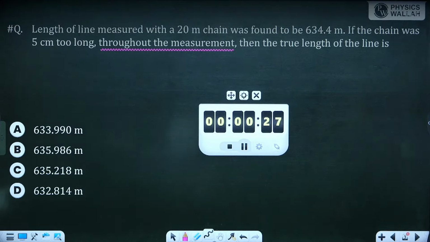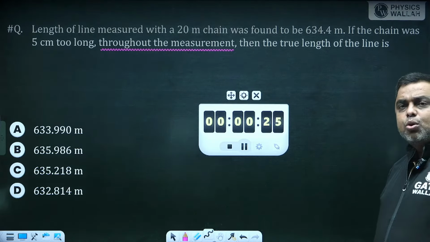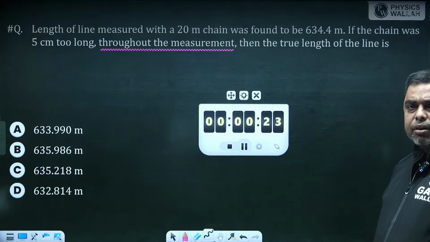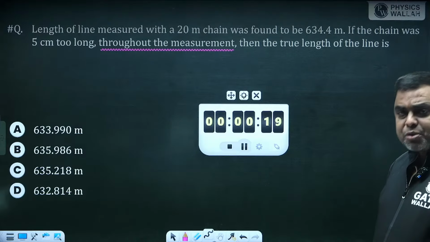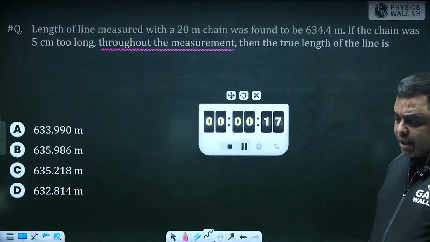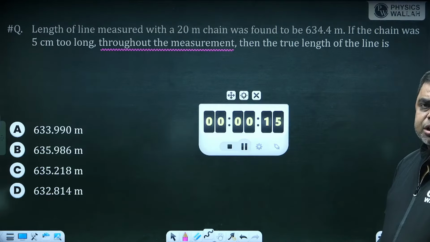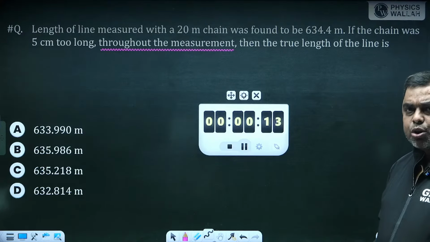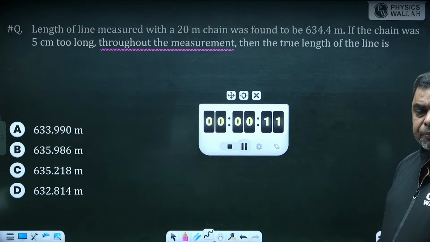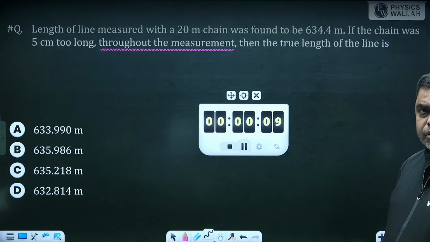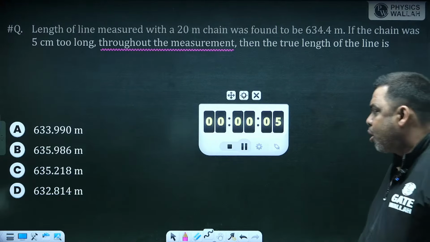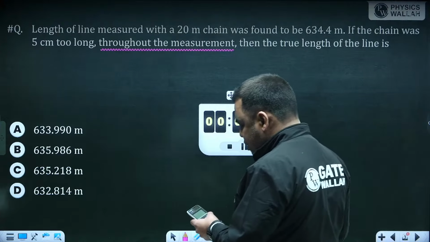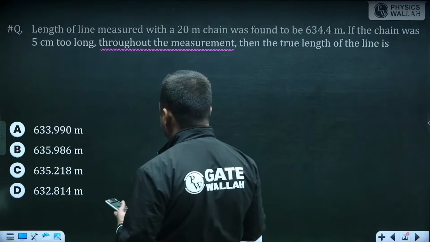Concept of nadir and zenith. Zenith is what is above you, just above your head, and nadir is just below your legs. In another term, zenith is also called north, and nadir is also called south. Zenith concept is being used in astronomy, and that is not part of the GATE syllabus, so let's not concentrate on it.